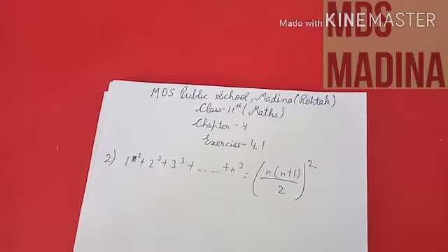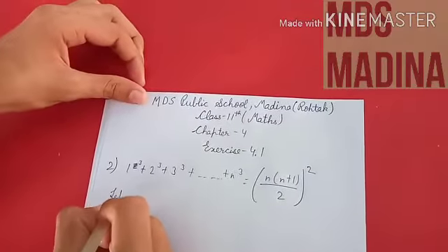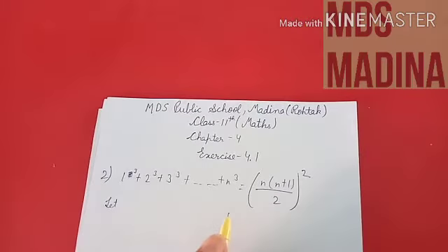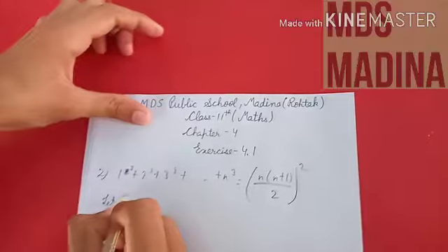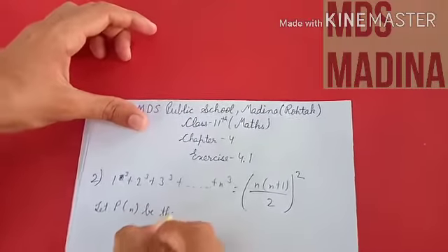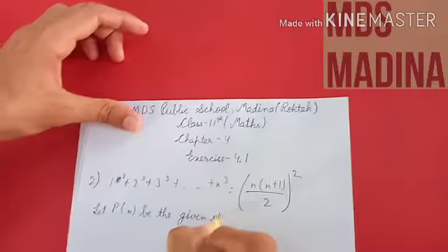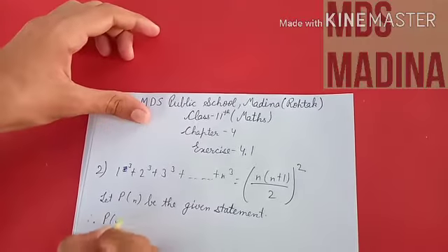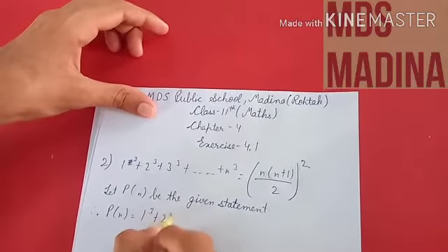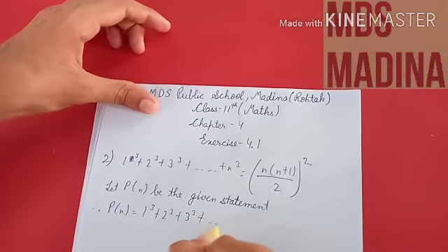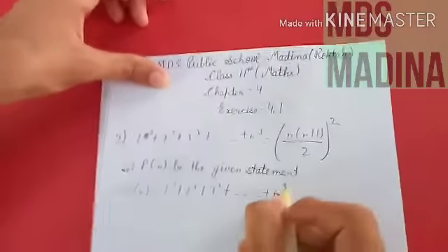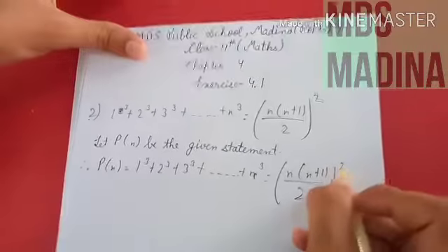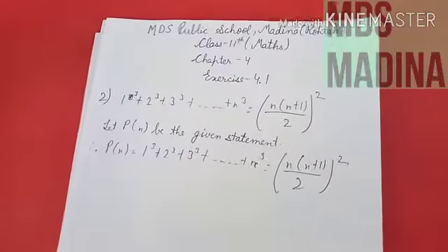Now first of all, what you will assume? What you have to let? That this whole statement is equal to Pn. Let Pn be the given statement. Therefore, Pn will be equal to cube of 1 plus cube of 2 plus cube of 3 in this way till cube of n, and that you have to prove equal to n into n plus 1 divided by 2 whole square.